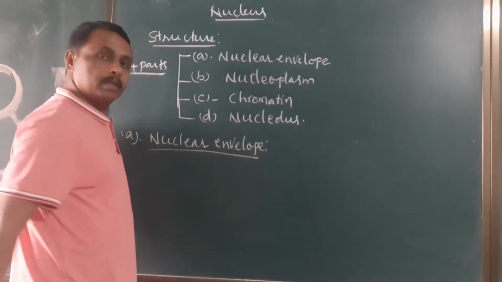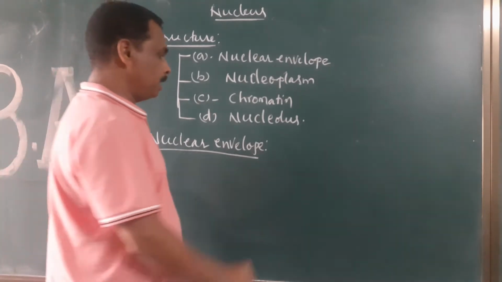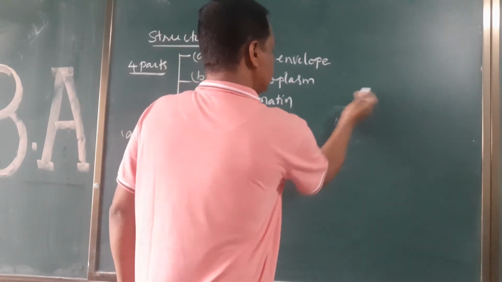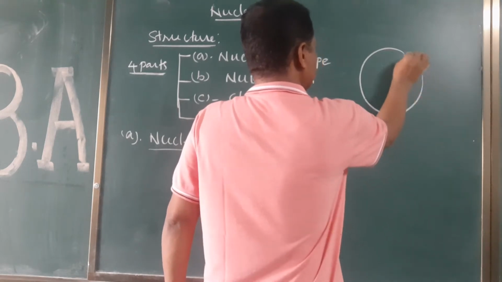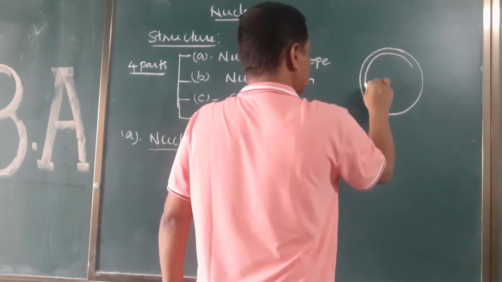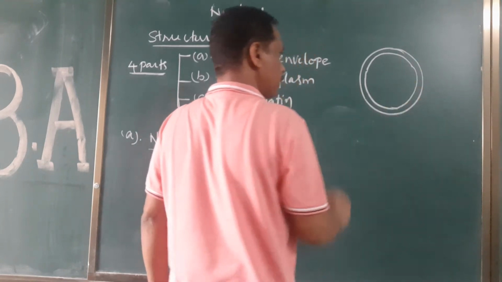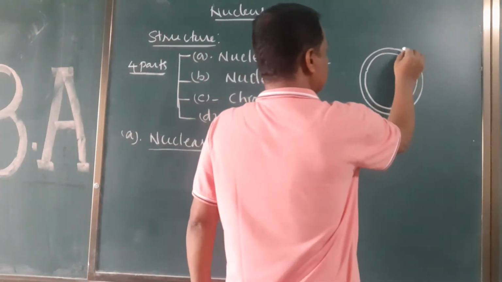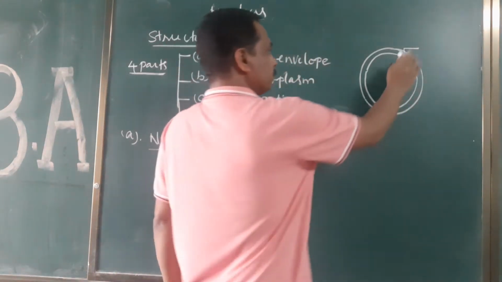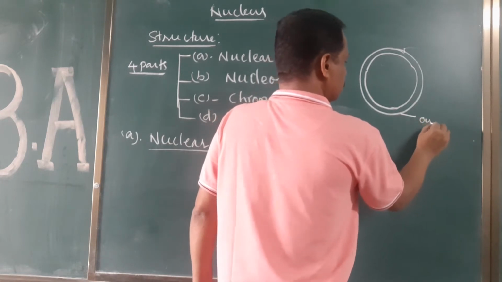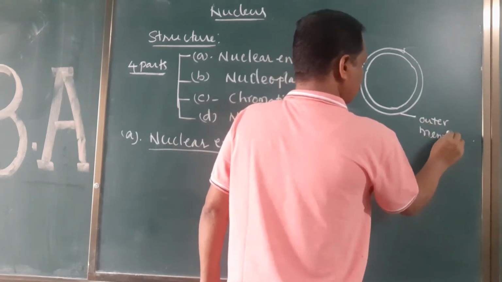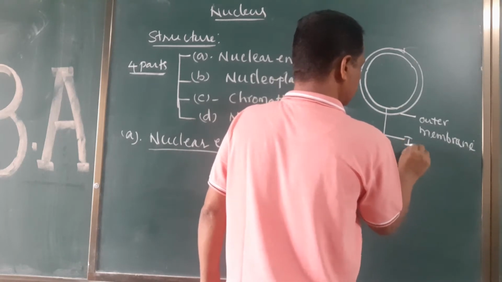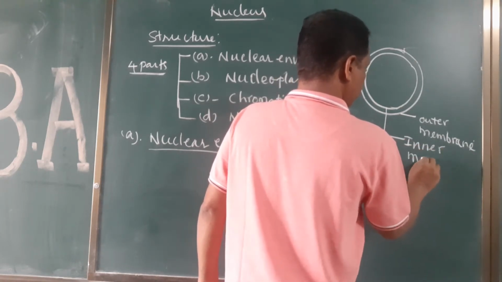As I told you in the beginning, nucleus is a double membranous cell organelle. Look at this. This is the nucleus. It is a double membranous cell organelle: outer membrane and inner membrane. This is outer membrane. This is inner membrane.